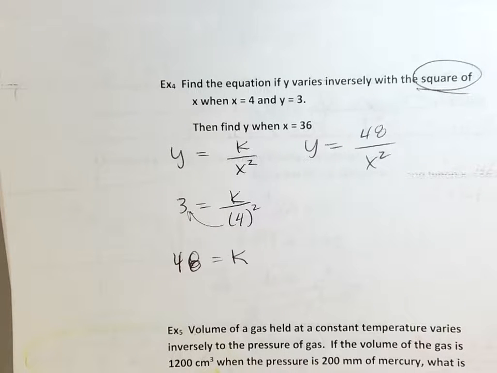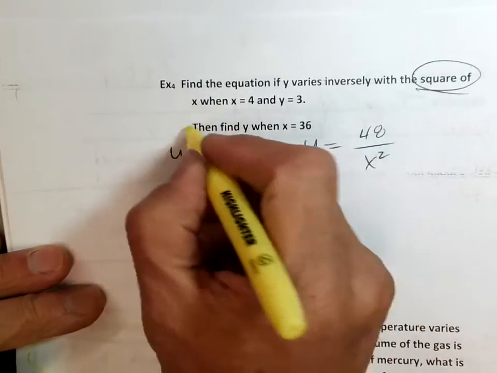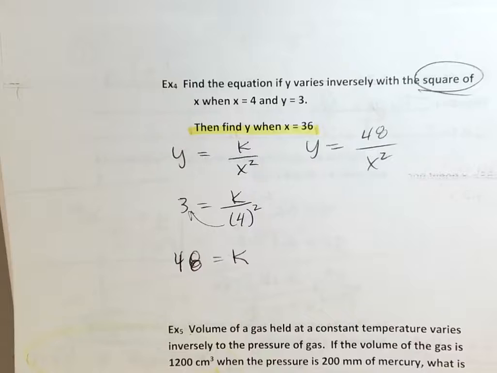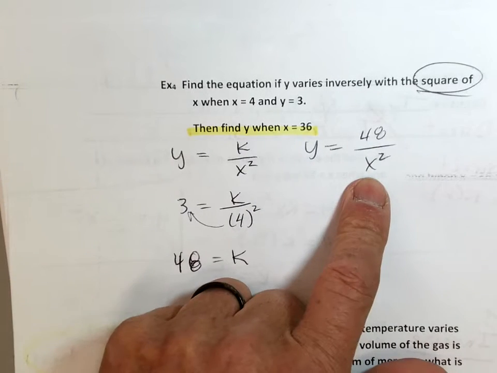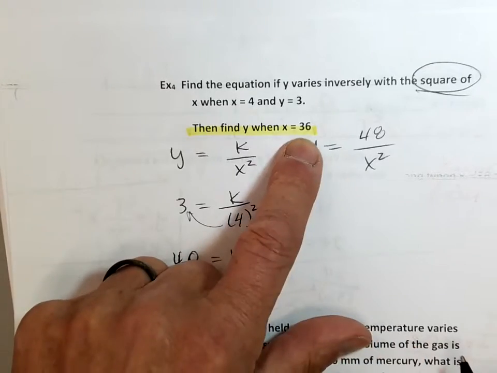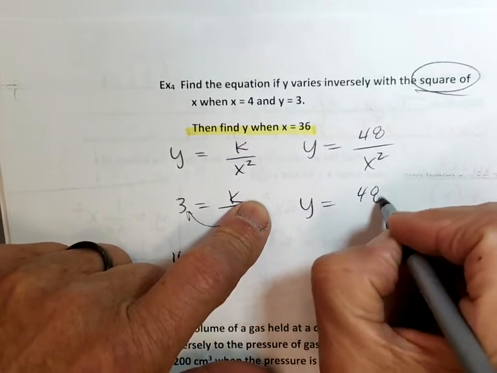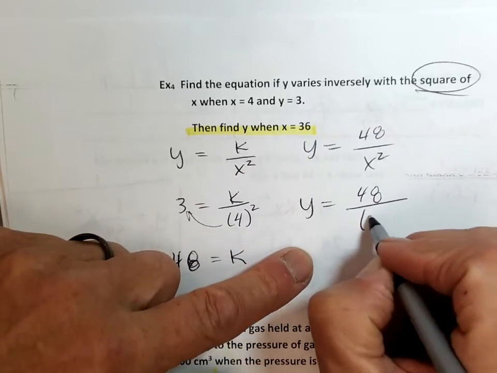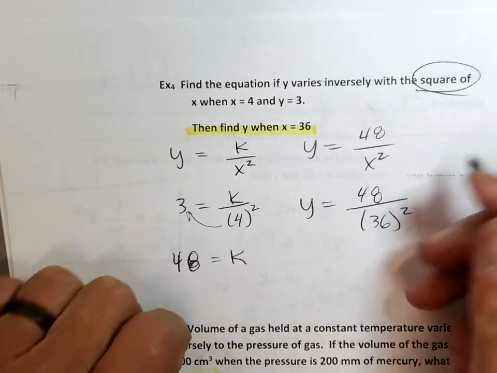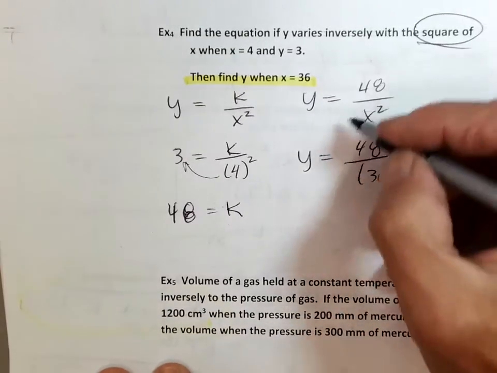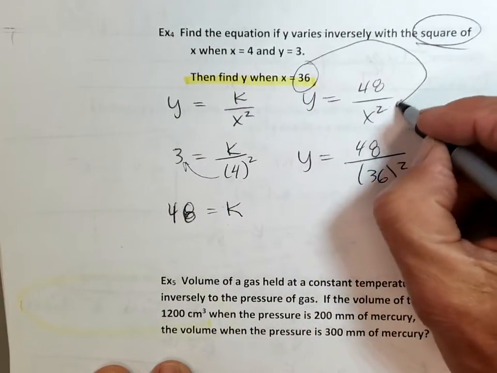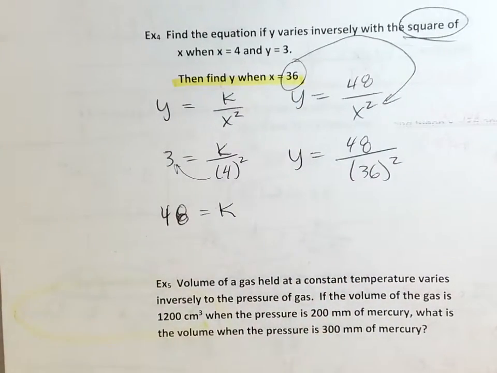And now there's a second question. They say, okay, you made the formula, let's use the equation. So you made an inverse variation equation, now let's use it. Let's find y when x is 36. So y is equal to 48 over 36 squared. Now I'm just going to plug my 36 into my equation, right?